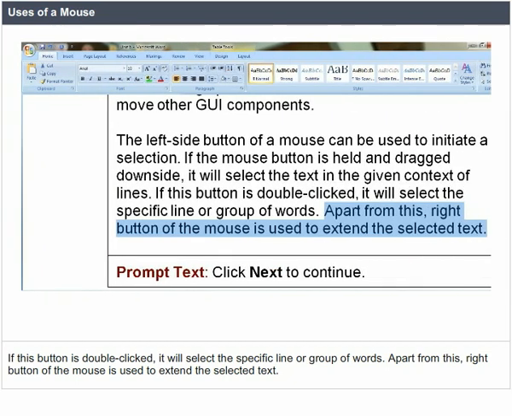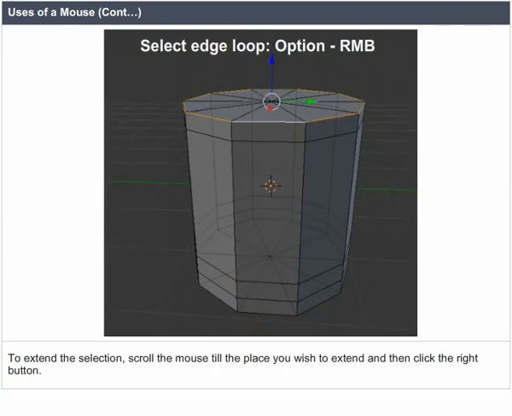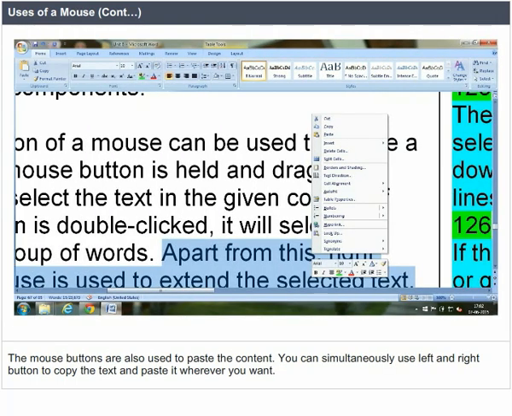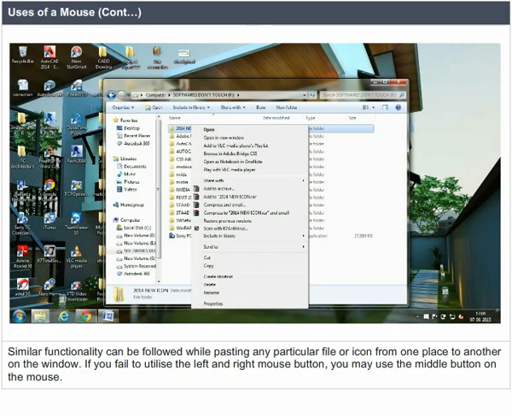Apart from this, the right button of the mouse is used to extend the selected text. To extend the selections, scroll the mouse to the place you wish to extend and then click the right button. The mouse buttons are also used to paste the content. You can simultaneously use left and right button to copy the text and paste it wherever you want. Similar functionality can be followed while pasting any particular file or icon from one place to another on the window. If you fail to utilize the left and right mouse buttons, you may use the middle button on the mouse. If you click the middle button, the current selection gets pasted in the window at the desirable position.